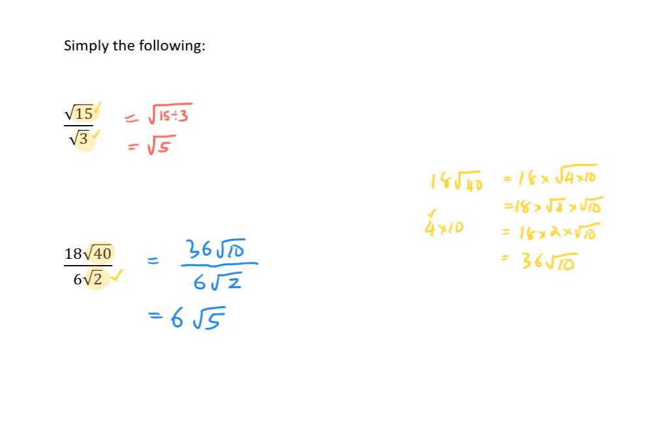Now I need to do one more check to make sure it's in simplest form, which it is. So my final answer is 6 times the square root of 5. So that's 2 examples of how we can divide expressions involving surds.